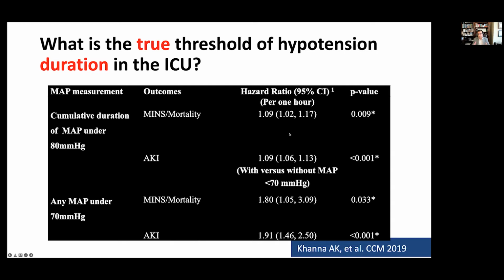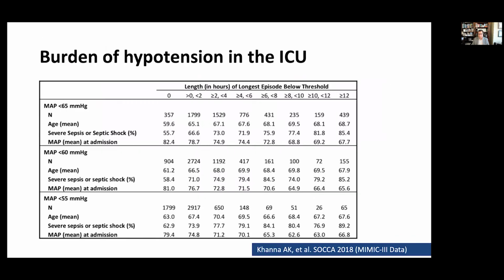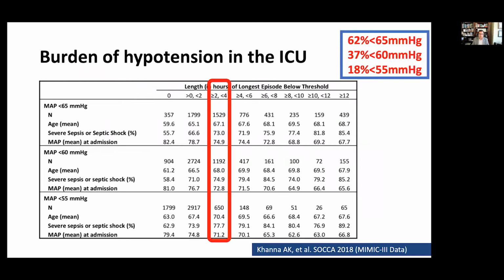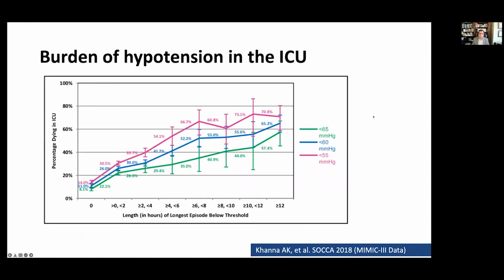Here we did work where we identified that with every 1 hour of increasing exposure to hypotension in ICU patients, there was a significant increase in organ system failure. The burden of hypotension, like I said, in the ICU is significant. This is data from the MIMIC data set that shows that despite knowing Surviving Sepsis guidelines, a large chunk of our patients remain hypotensive for prolonged periods of time in the intensive care unit. And when they remain hypotensive, there is a progressive increase in mortality at different thresholds of blood pressure.